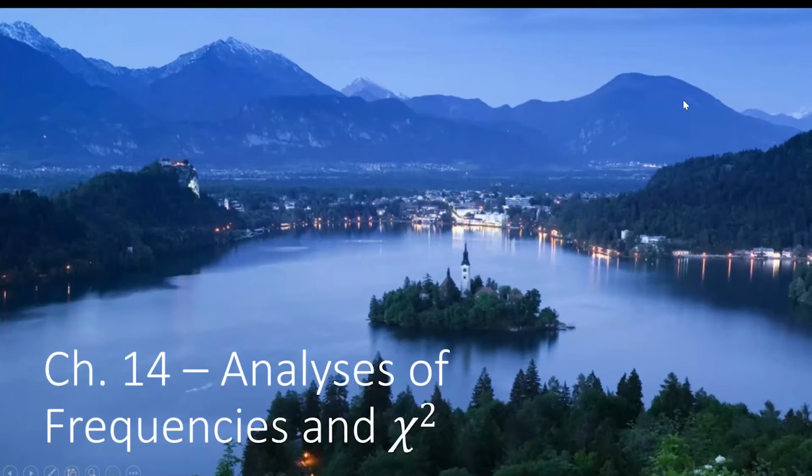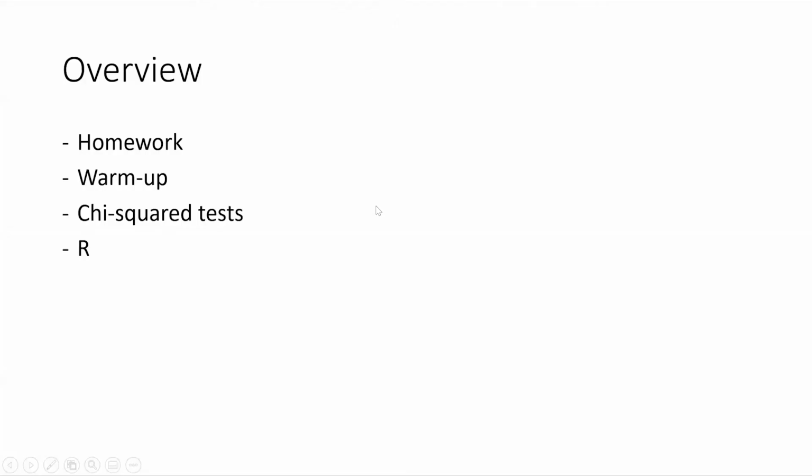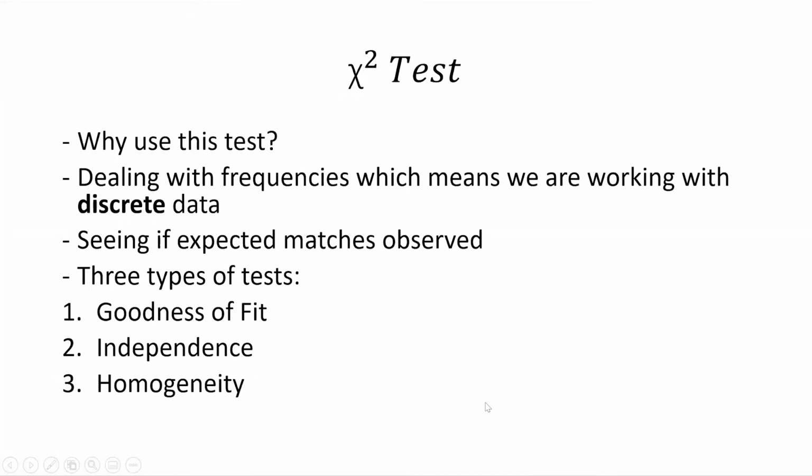Okay. So like I said, we are doing chi-squared tests today. So why do we use a chi-squared test? We use chi-squared tests when we're dealing with frequencies or counts, which means we're working with discrete data. And essentially what a chi-squared does is we're seeing if the expected values, expected proportions, expected probabilities match what we actually saw when we ran our experiment or collected our data.